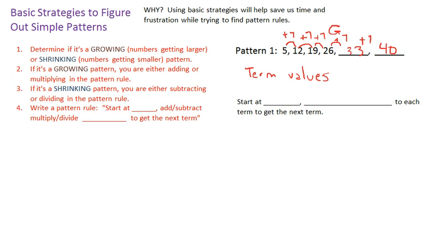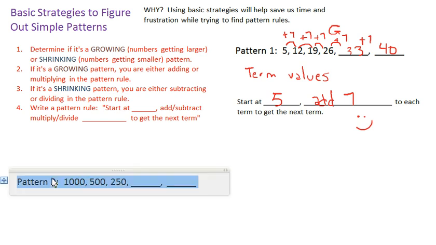So we always want to say where we start at, the term value that we started at. So the first term value was 5. So we're going to start at 5, and then we have to explain what we did. We had to add 7 to each term to get to the next term. So that one looks pretty good there. Let's try another pattern together.